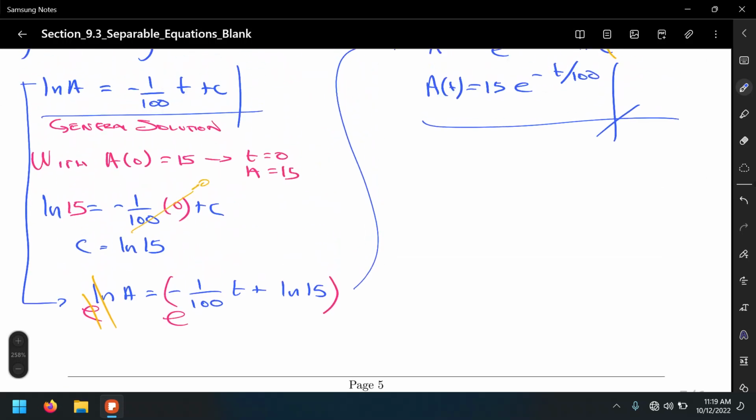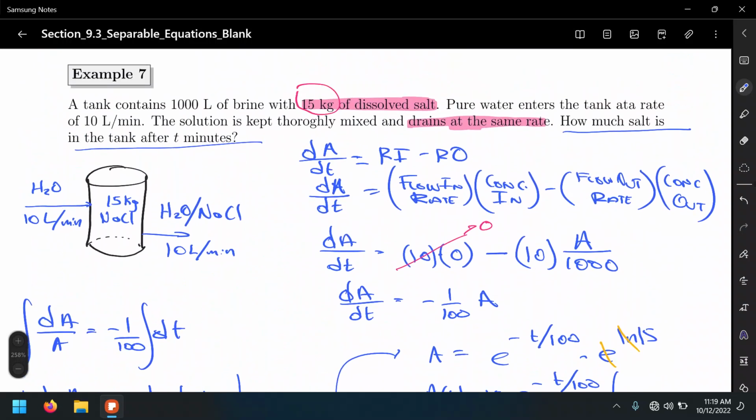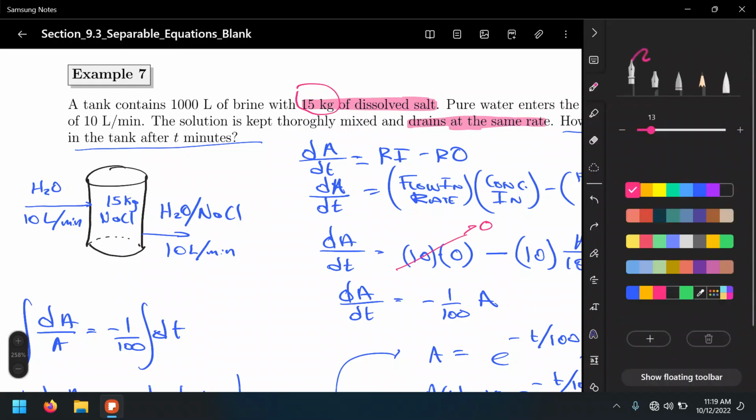So we plug in an initial condition, and in this case the initial condition comes from the fact that initially we had 15 kilograms, because before water comes in, that's what we have. It's the amount of the solid that we want to know about at the very beginning, before the mixture comes in.